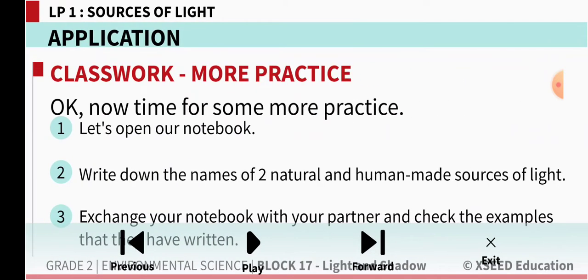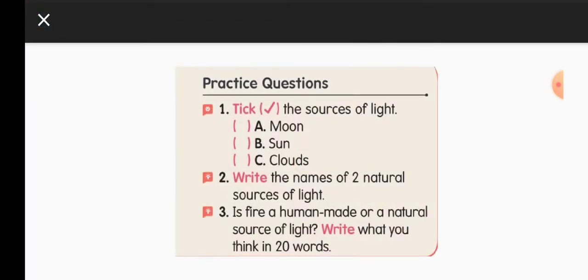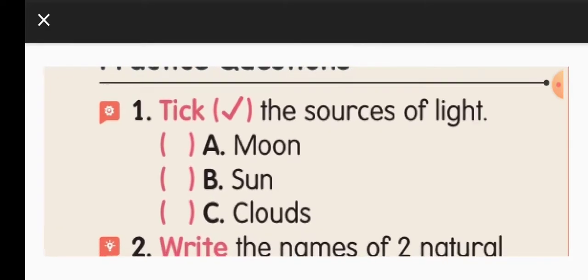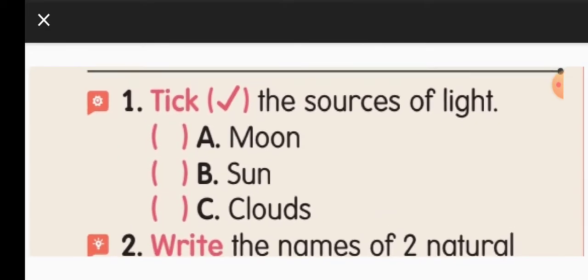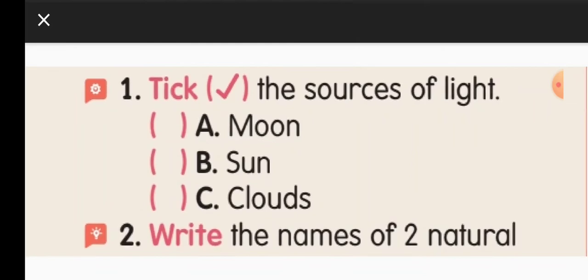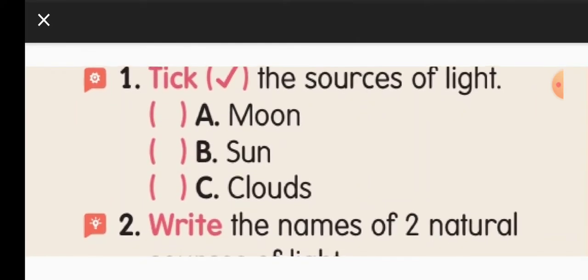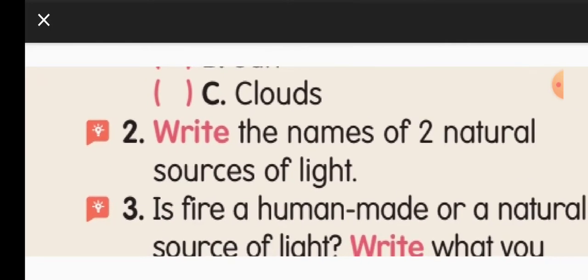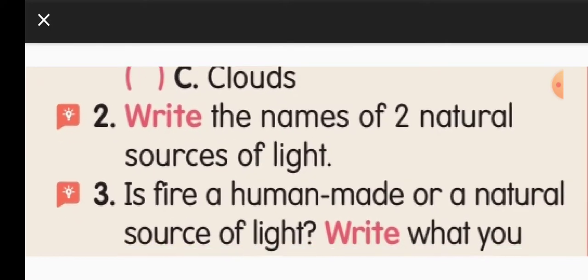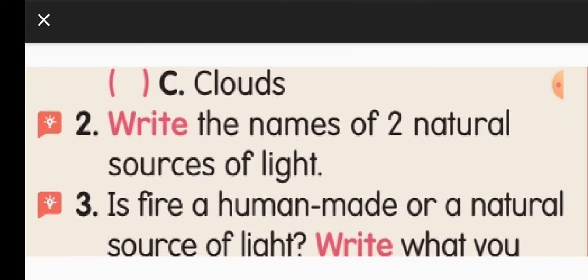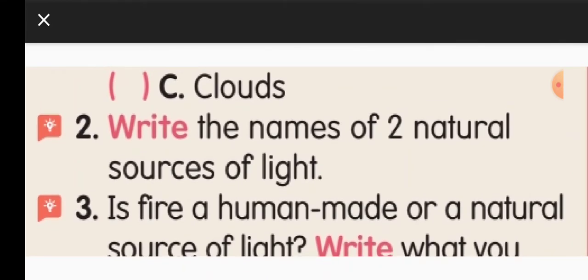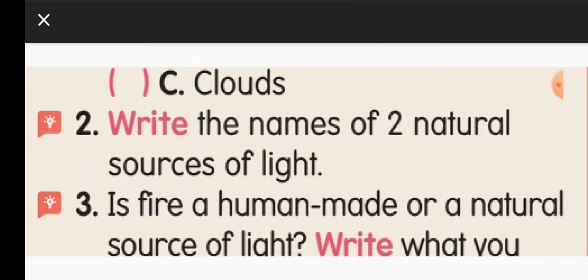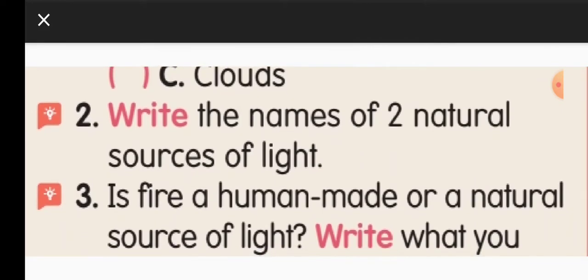Let's move on and answer the content book questions. Put today's date, practice questions. First question, tick the sources of light. We have moon, sun, clouds here. So you can put a tick to the sun, right? We get sunlight. Put a tick to the B. Second question, write the names of two natural sources of light. Two natural sources of light are sun and the fireflies, right?